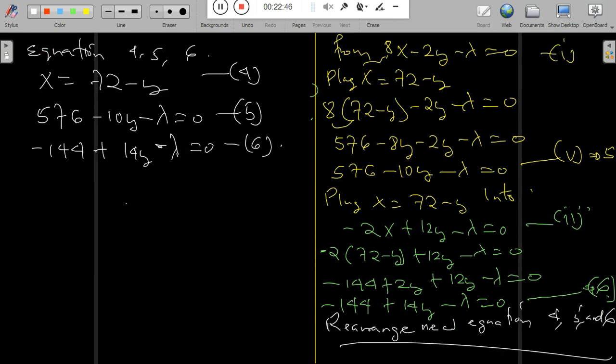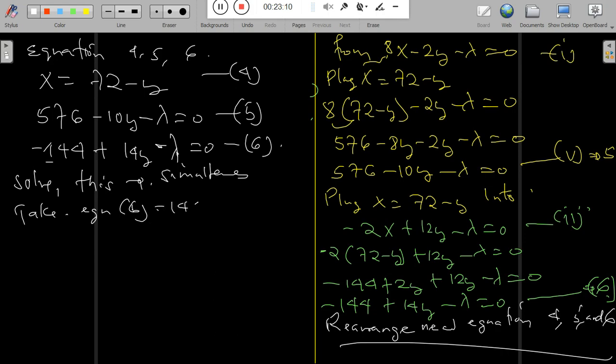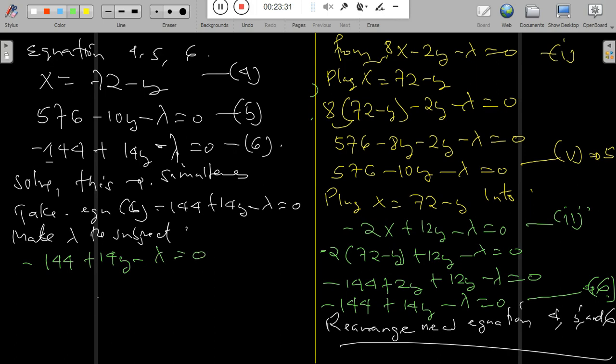Now choose either equation number 4, 5, or 6 and make lambda the subject. When we take equation number 6, negative 144 plus 14y minus lambda, we make lambda the subject. It will give negative lambda equals negative 144 plus 14y minus y equal to 0, and that will make lambda the subject.